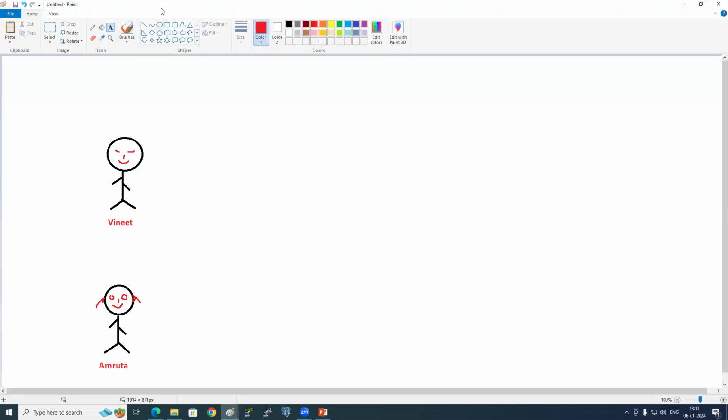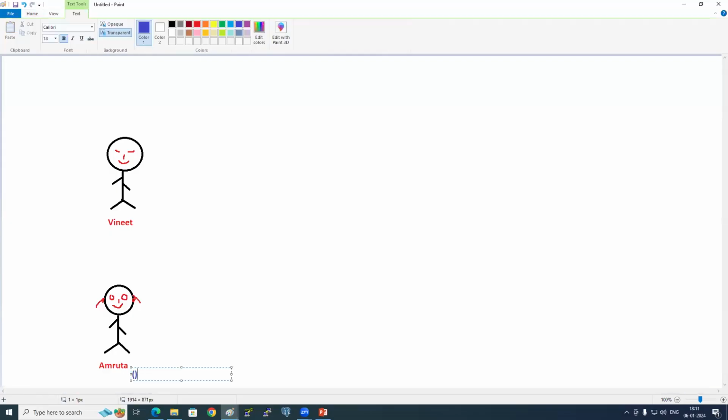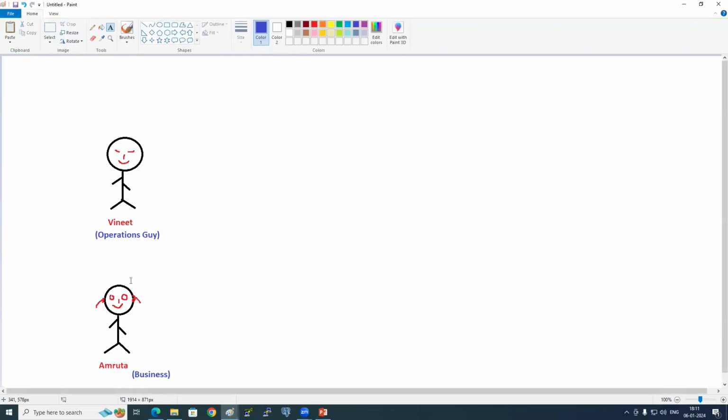Now Amruta, she is a business girl. She is very good in business. Whereas Vineet is an operations guy. Operations guy meaning not doctor. Operations guys meaning what? In our IT industry, those who handle the data centers, those who handle all these things, we call them operations guys.